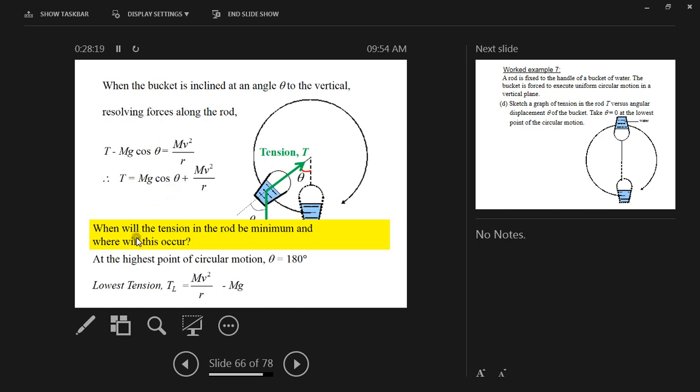Okay, so in order for cosine theta to be minus 1, that will be when the angle is pi or 180 degrees. So this will occur when the bucket is at the highest point. Okay. So the tension will be the lowest, and the tension at the top will be given by the centripetal force minus mg.